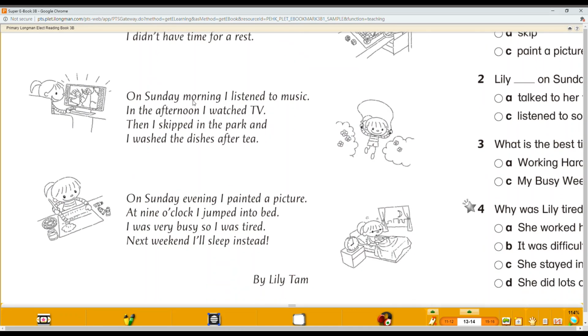On Sunday morning, I listened to music. In the afternoon, I watched TV. Then I skipped in the park, and I washed the dishes after tea. On Sunday evening, I painted a picture. At 9 o'clock, I jumped into bed. I was very busy, so I was tired. Next weekend, I'll sleep instead. By Lily Lamb.